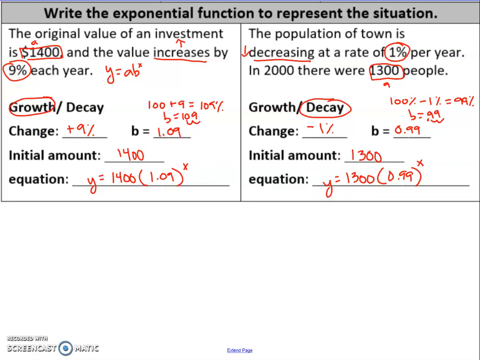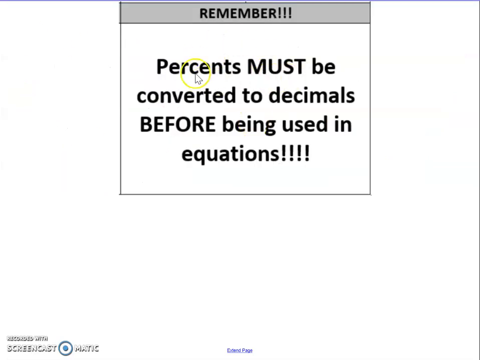Woohoo, there we go. Okay, the biggest thing to remember is if you're dealing with percents, you have to convert before you can use it in your equation. You have to convert it. Okay, all right, so you guys are going to practice. Let's see what you can do.